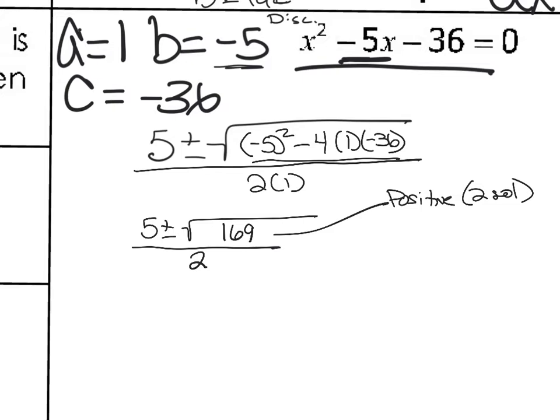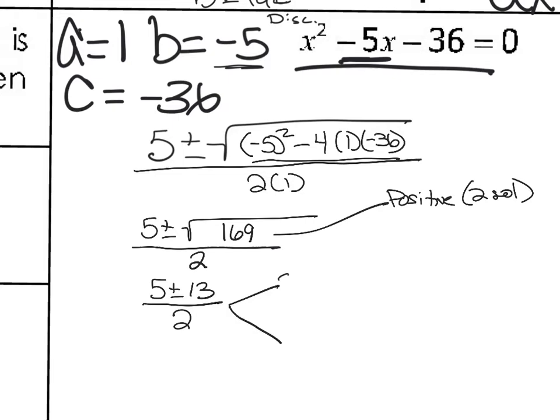All right, so what is the square root of 169? Does anybody remember that 169 is a perfect square? If you don't, put it in your calculator and you'll see it's 13, over 2. You say, well, this is plus and minus. Which one are we doing, plus or minus? Well, we're doing both. We're going to split off, okay?